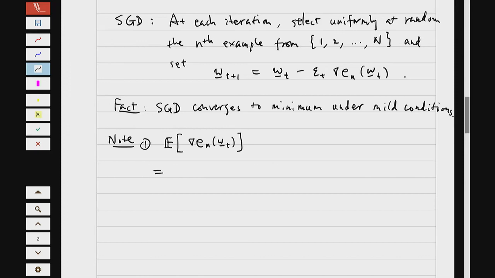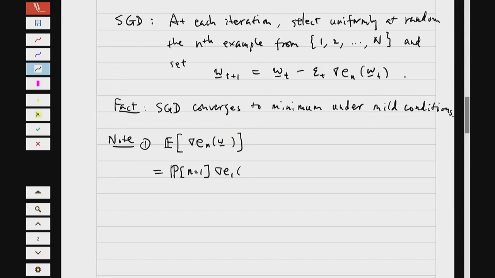So how do we find the expectation? This is basic ECE 302, everyone should know this. How do you find the expectation of a random variable? It is a weighted sum of the outcomes, weighted by the probabilities of those outcomes. So the point that we pick can be equal to 1. In that case, the outcome is simply the gradient with respect to the first.